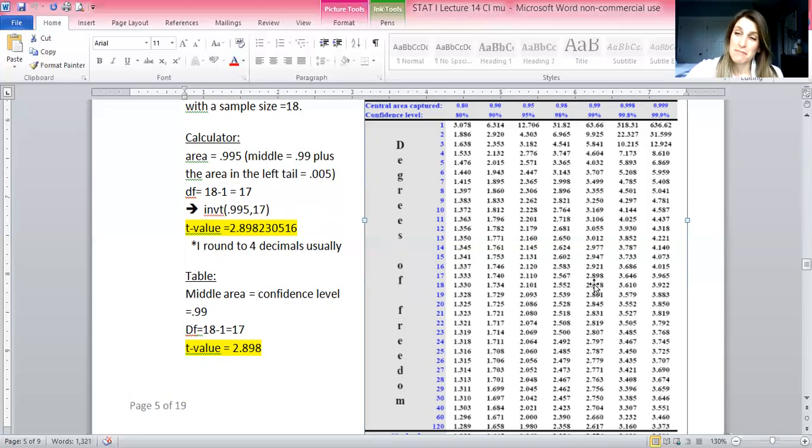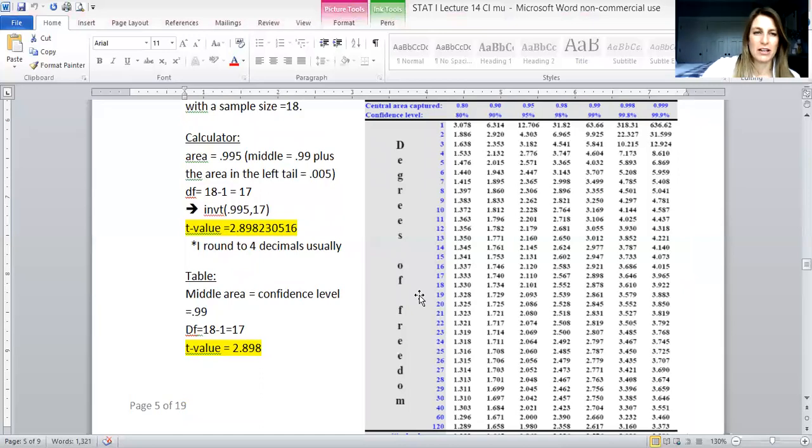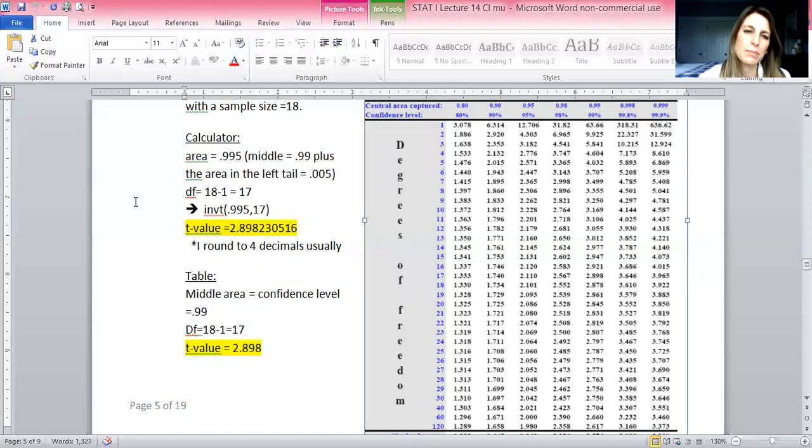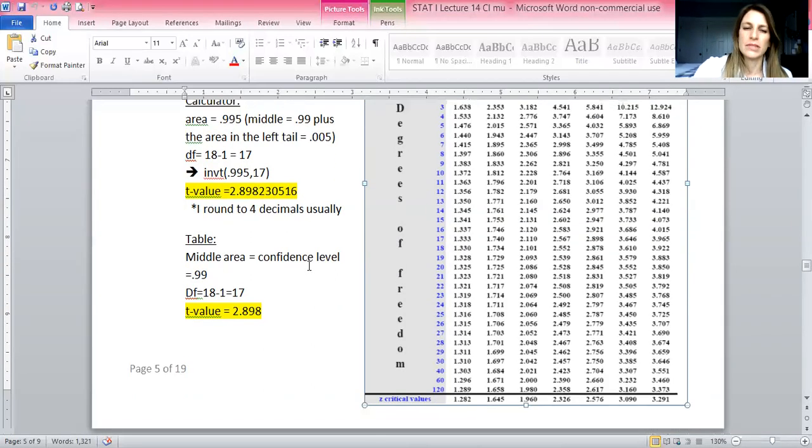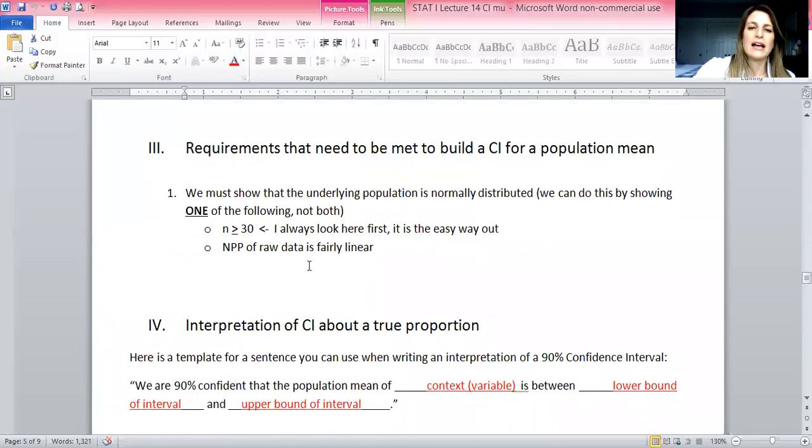Okay. And I will get the same value if I plug it in my calculator. So if I go into my calculator and I plug in the area to the left, which is 0.995, right? It's not just the 99, it's the 99 plus the area to the left in that little tail. And my degrees of freedom of 17, I'll get the same value. I don't normally use this long value. I normally round it to like 4 decimal places. I just wanted to show you what it is for the full value. Okay, so that's how we find that.